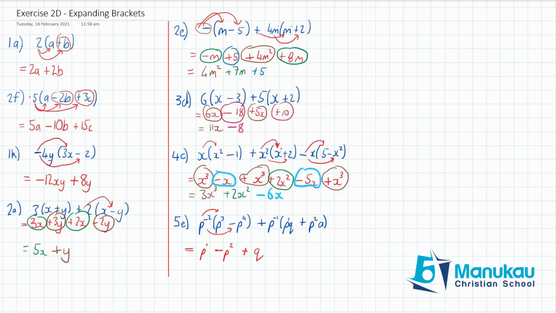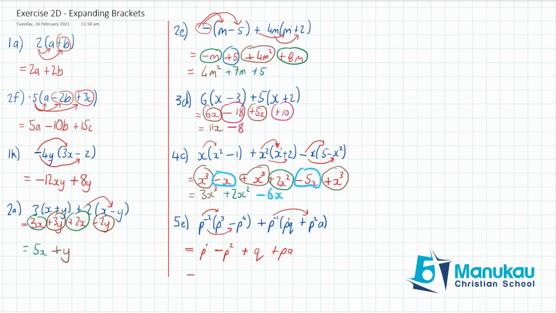And then the next one, p to the power of 1 times p squared, a. We add the indices and that gives us positive pa. Hopefully that was a. I don't know if it was q or a. I may have copied it down wrong. But we'll go with what we've got here.